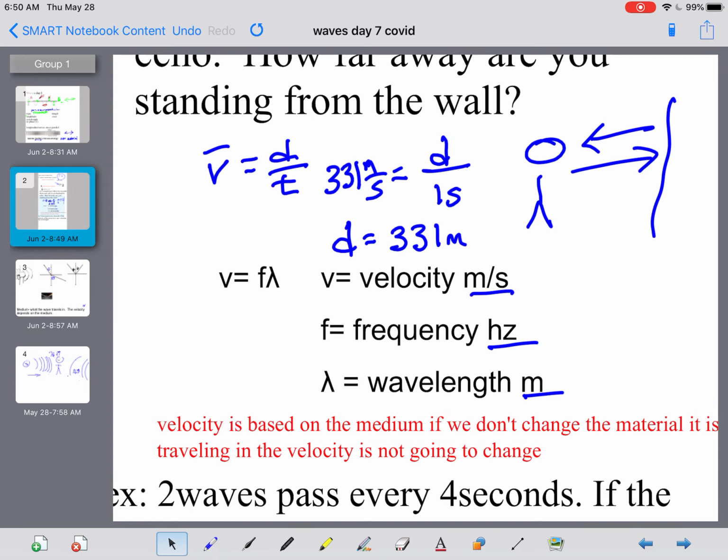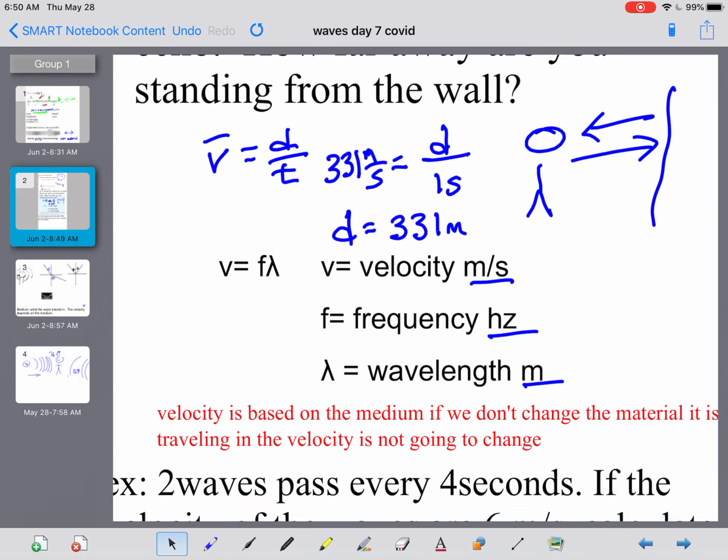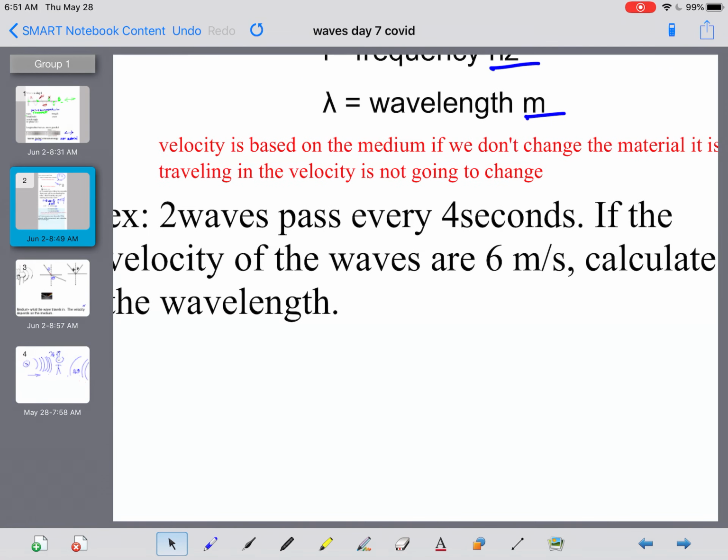All right, so this problem, I have 2 waves that pass every 4 seconds. If the velocity of the waves are 6 meters per second, calculate the wavelength. So try that problem.